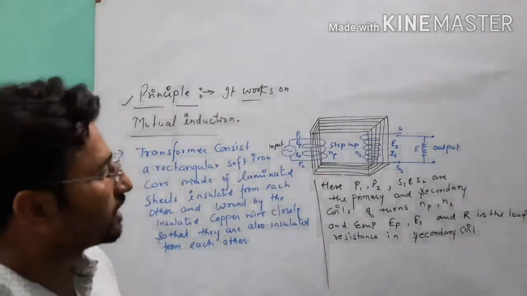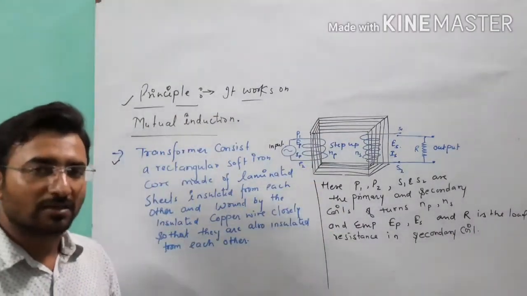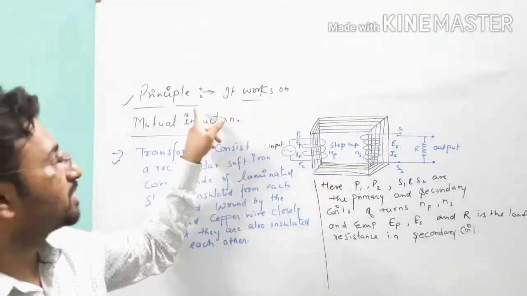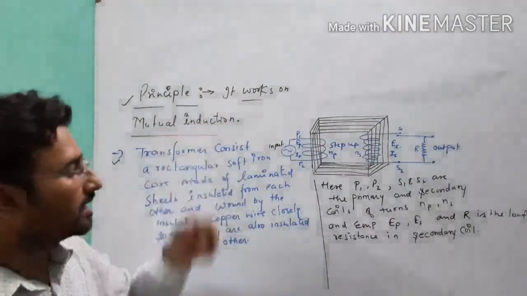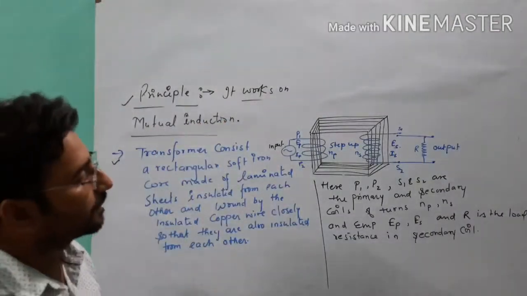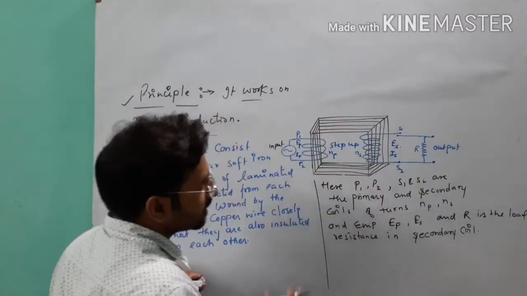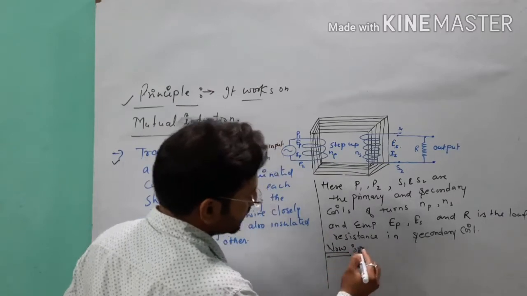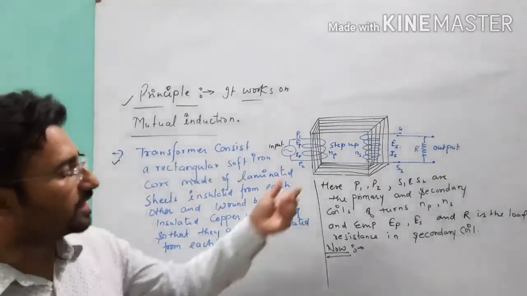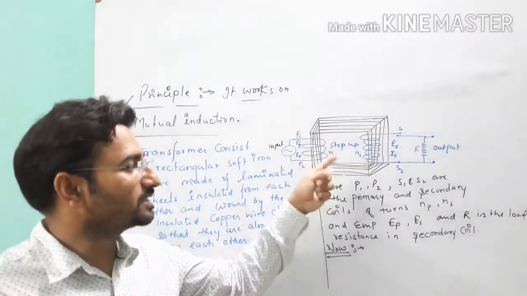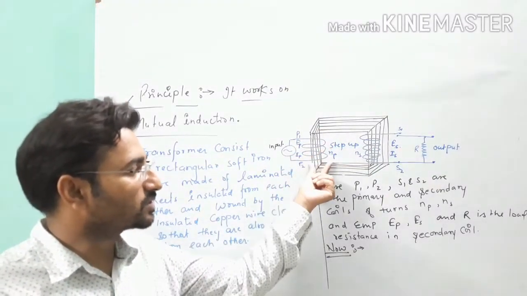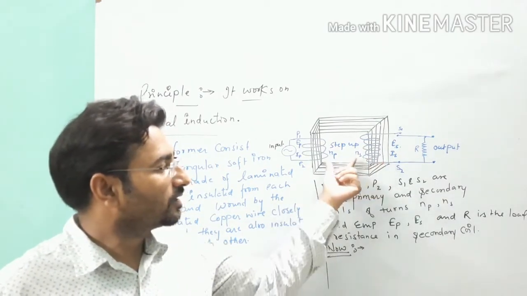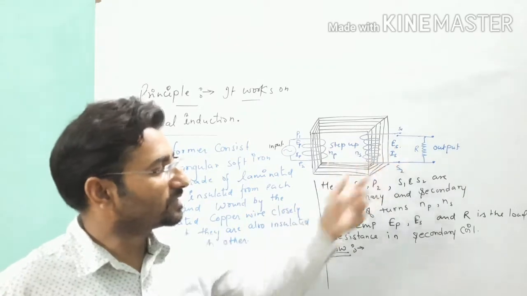Now here, as we are talking about the transformer case, we know that this is based on the principle of mutual induction. Listen carefully, students: when the magnetic flux changes in this coil, because this coil is mutually interacted with another coil, which is our secondary coil.